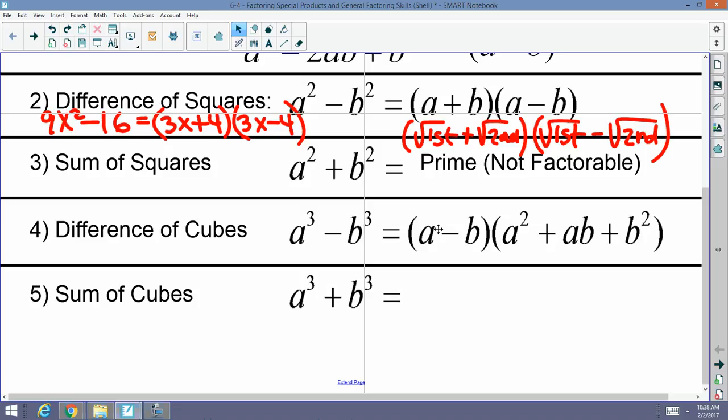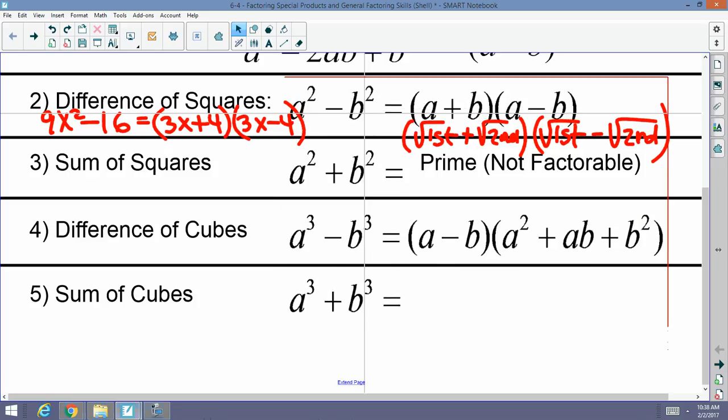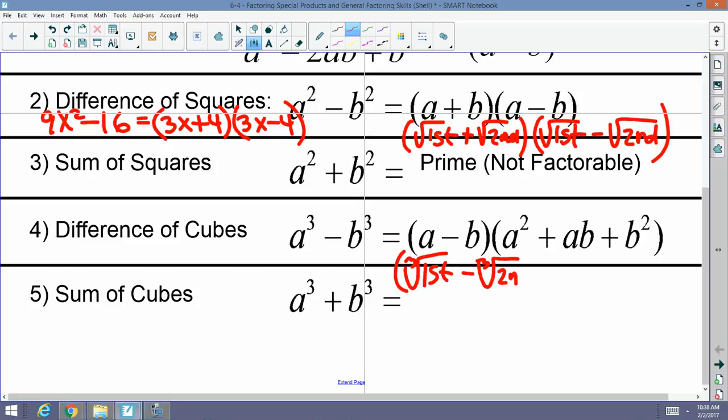Let me explain it. This really means the cube root of the first term minus the cube root of the second term. This first cube root is a, the second cube root is b. Then a, that first term squared, plus the first times the second, plus the second term squared.